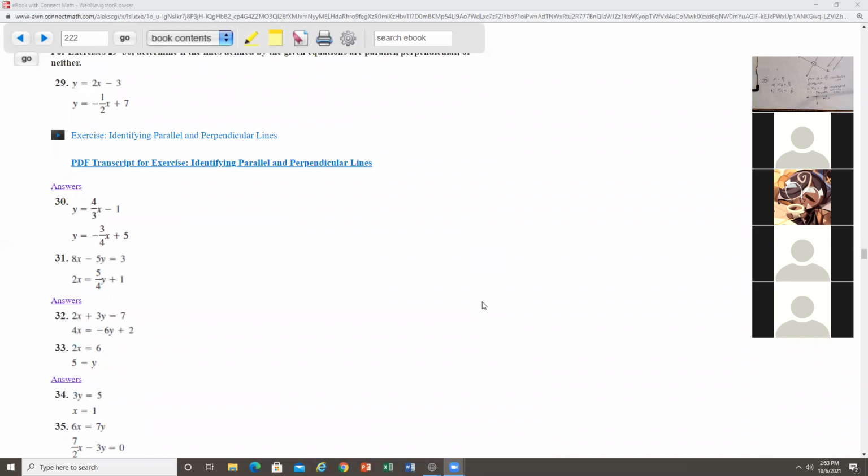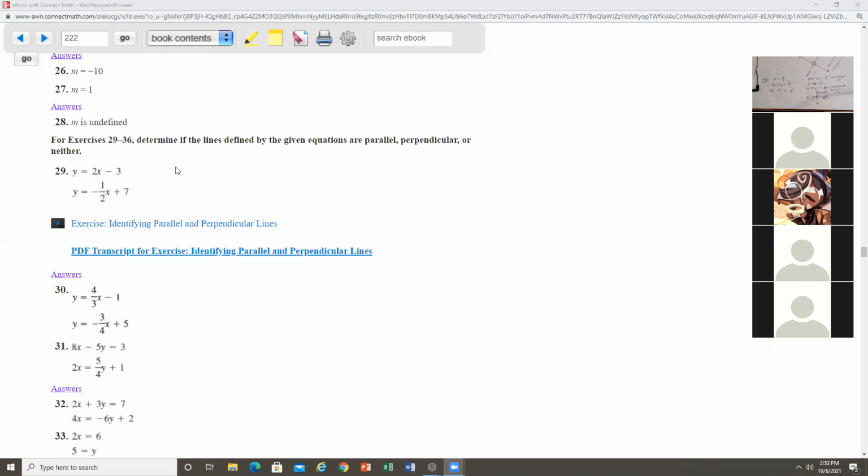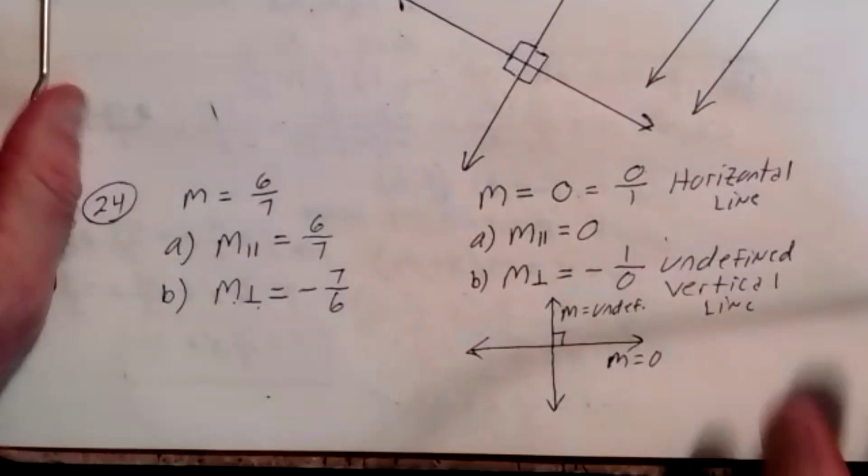All right, problem number 30 here. What do they want us to do? Well, it says, determine if the lines defined by the given equations are parallel to each other, perpendicular, or neither. I have a question. How could lines be neither parallel nor perpendicular? What would they look like, ladies and gentlemen, if two lines are neither parallel nor perpendicular?